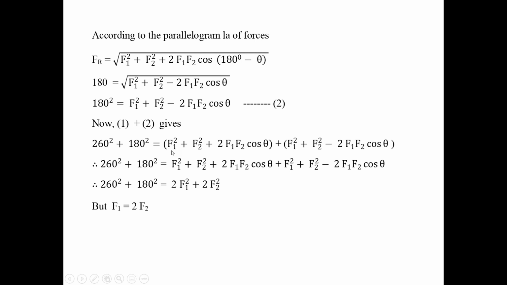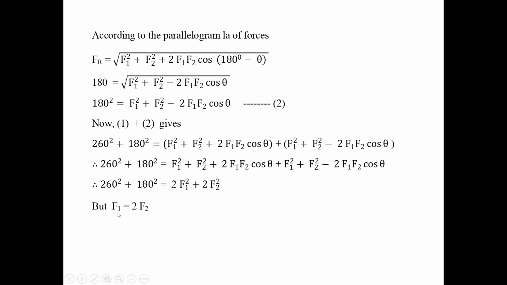First equation RHS: F1 square plus F2 square plus 2F1 F2 cos theta. Second equation RHS: F1 square plus F2 square minus 2F1 F2 cos theta. The plus 2F1 F2 cos theta and minus 2F1 F2 cos theta will cancel. So this right hand side becomes 2F1 square plus 2F2 square.